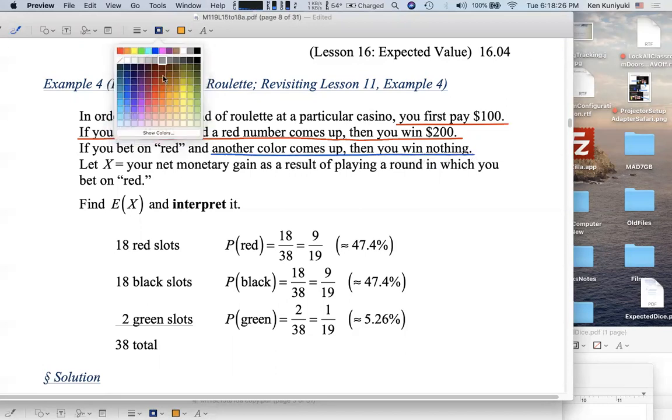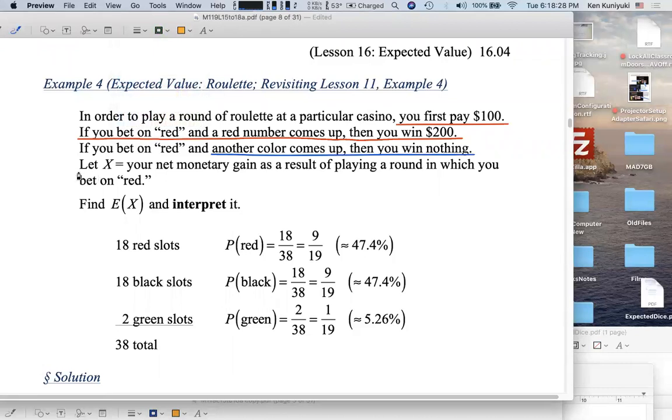Let X be your net monetary gain as a result of playing a round in which you bet on red. Find E of X, the expected value, and interpret it. We're assuming that the roulette wheel is typical for America: 18 red slots, 18 black slots, 2 green slots, for 38 slots total. Here are the corresponding probabilities for red, black, and green.